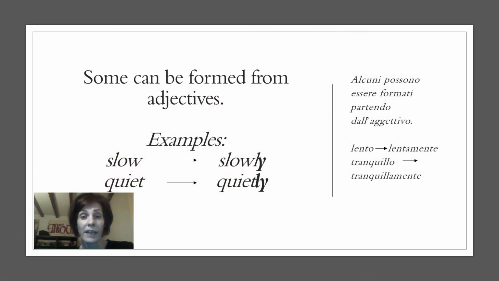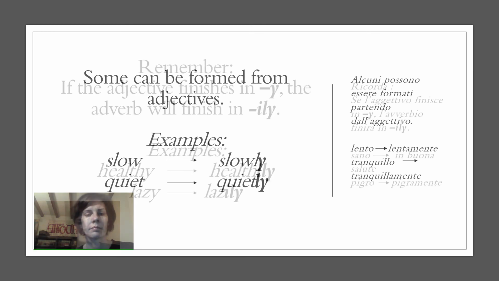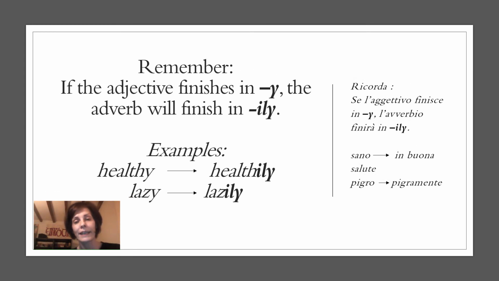Some adverbs can be formed from adjectives. Examples of that are slow, which becomes slowly. You just add ly. Or quiet, quietly. Remember loud? Loud becomes loudly. Just remember, in case the adjective itself finishes in y, the adverb will finish in ily. Examples are healthy, which becomes healthily. Lazy becomes lazily.